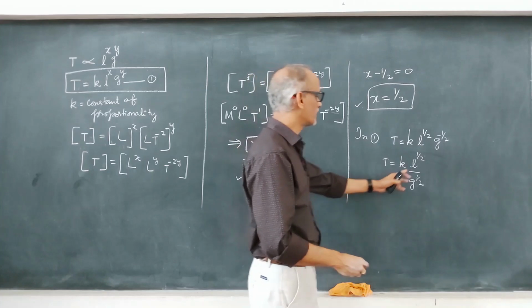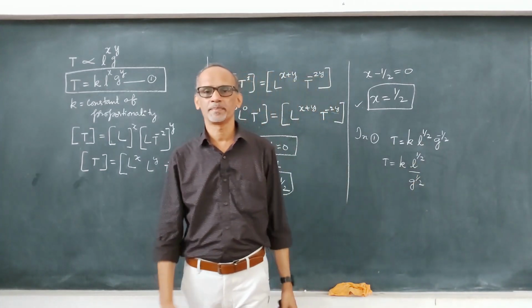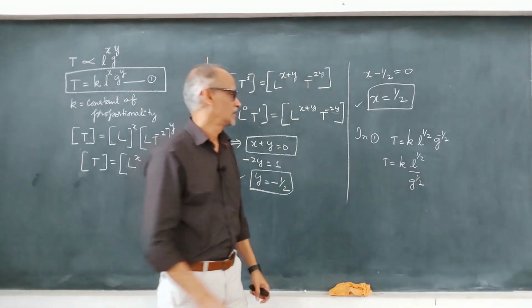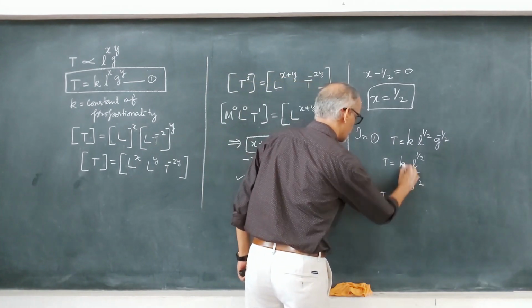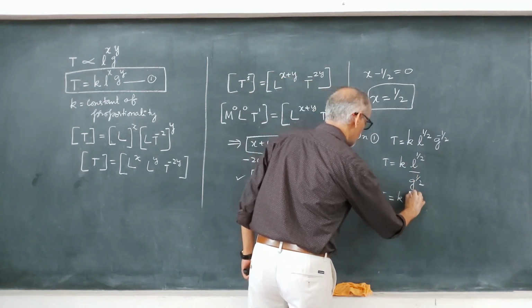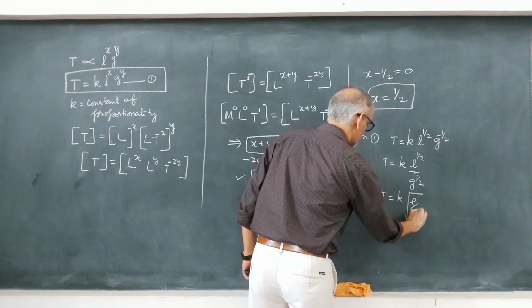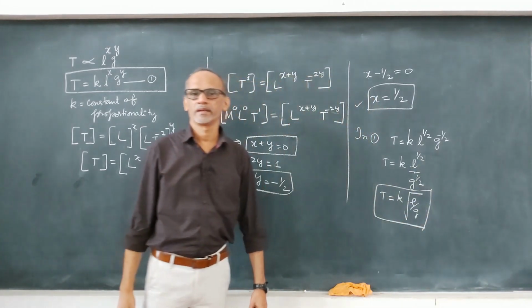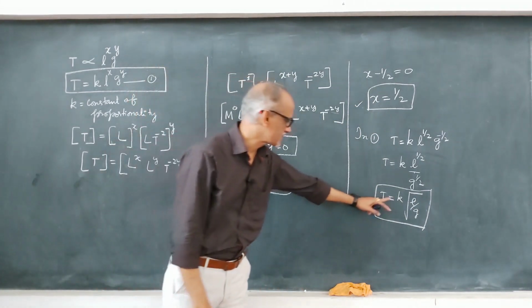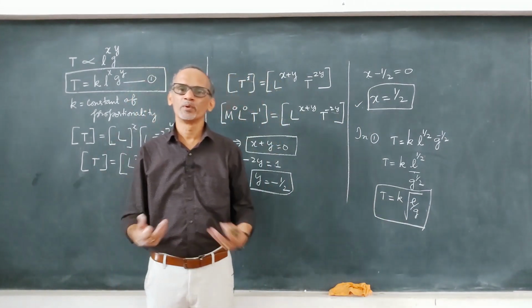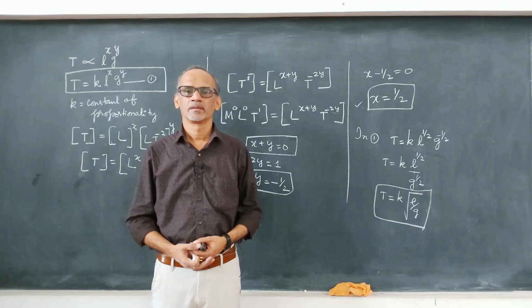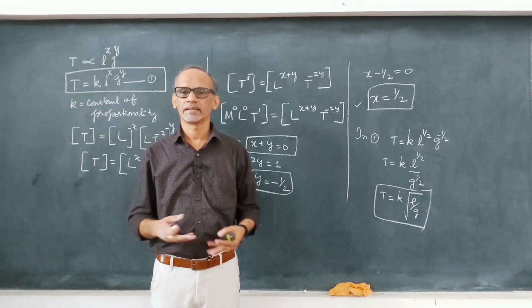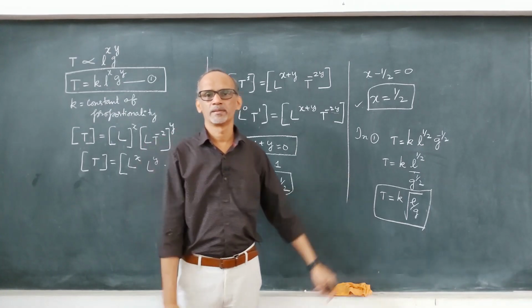Now, tell me what is the meaning of L to the power half? L to the power half is nothing but square root, correct? So, therefore, you can write T is equal to k into square root of L by g. L by g. So, this is the final expression. And keep in mind, that constant k, we won't be knowing it actually, correct? If they give, then do write it. Otherwise, you can stop till here.